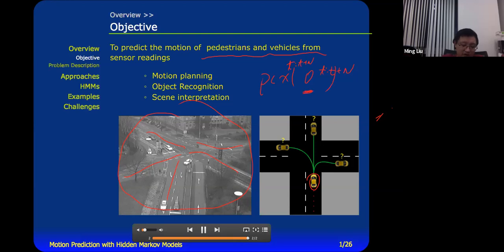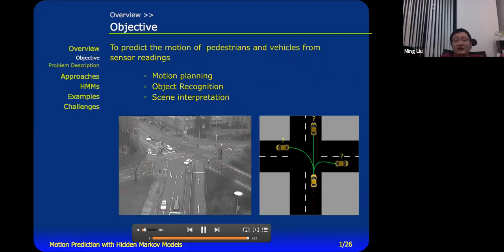That's related to many sub-questions like motion planning, object recognition integrated with the car, or scene interpretation. It's related to all these problems. That's a typical problem of autonomous driving. How can we model this problem? You don't have active control of the car. You can only do prediction.